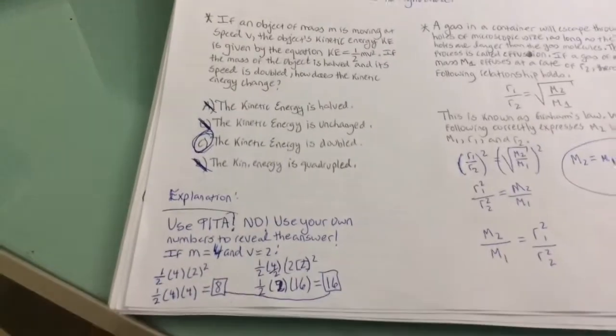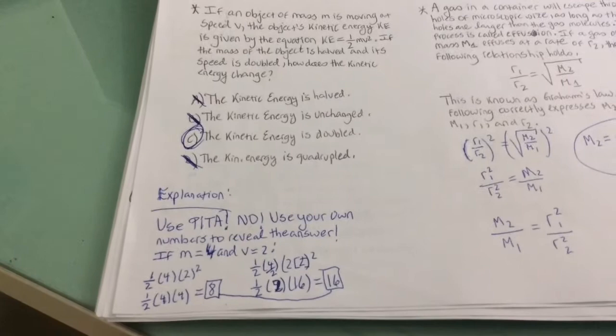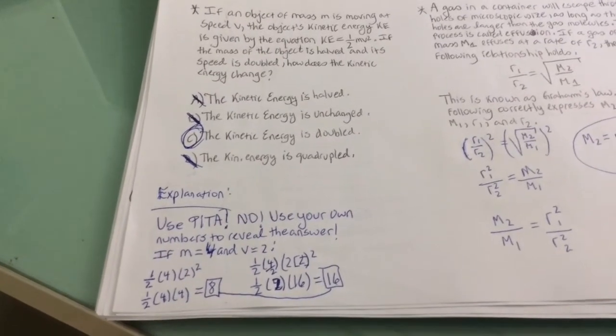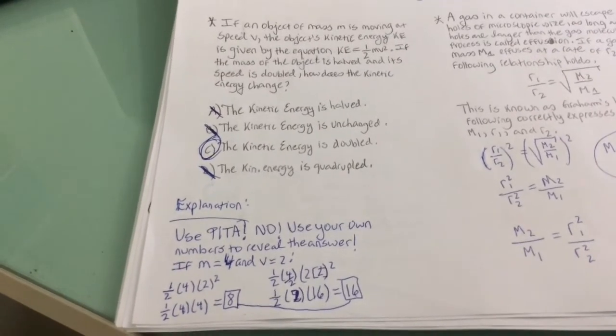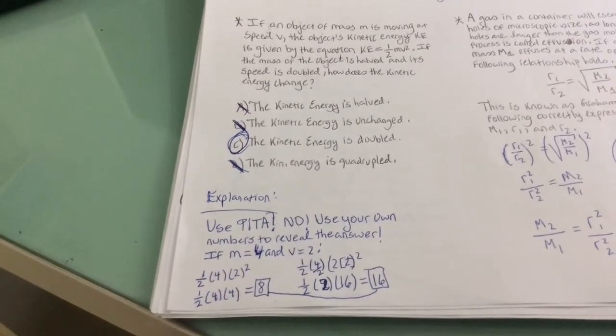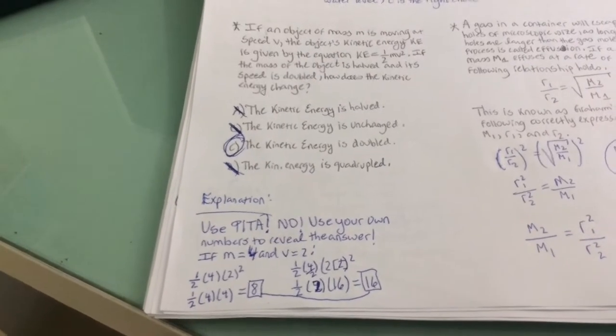Okay, let's go to this one. If an object of mass m is moving at the speed v, the object's kinetic energy is given by this equation. If the mass of the object is halved, half means divided by 2, and its speed is doubled, times 2, how does the kinetic energy change?